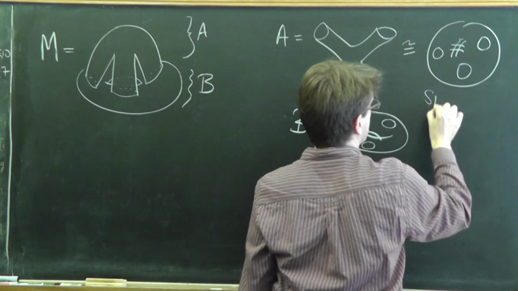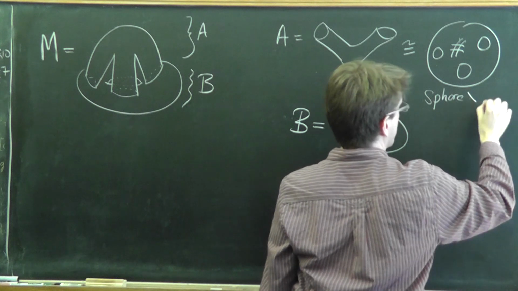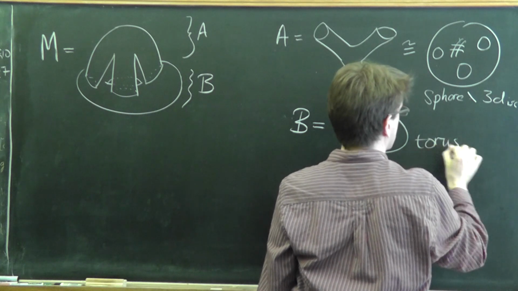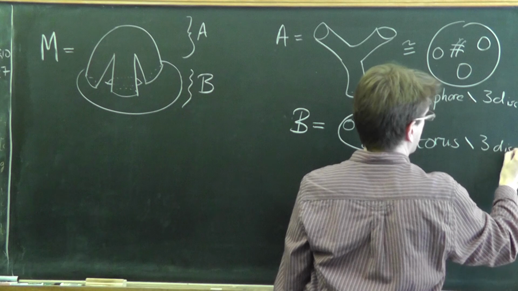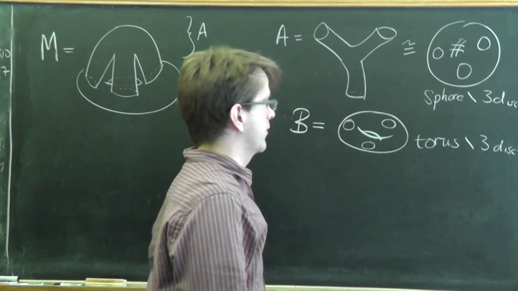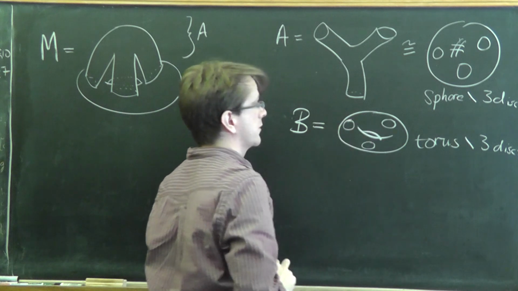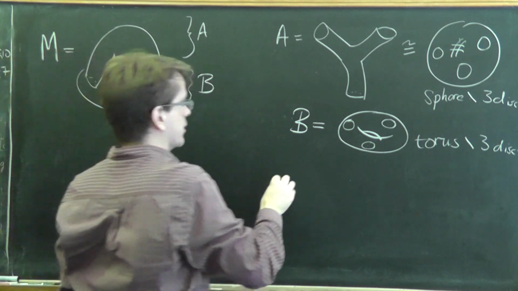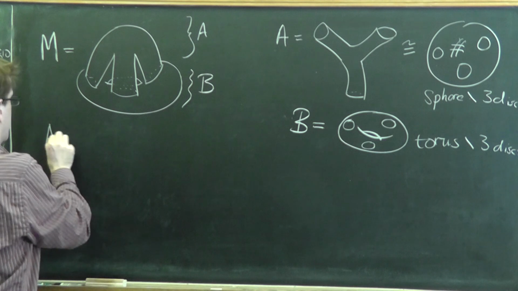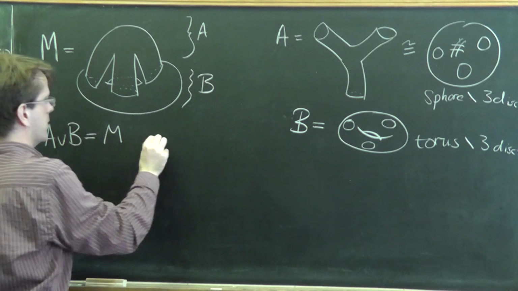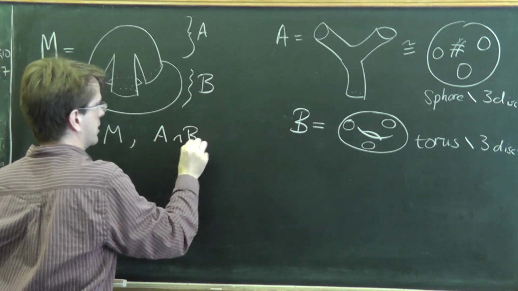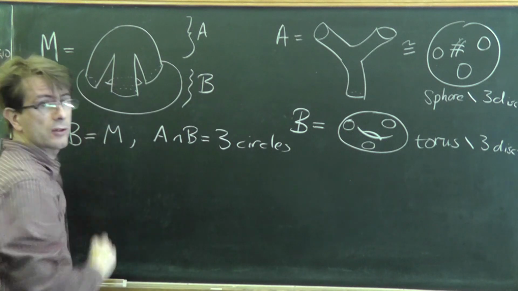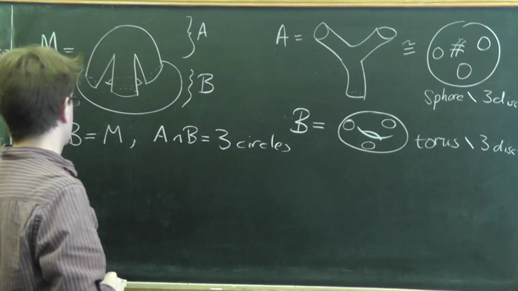So this is a sphere with 3 discs removed, and this is a torus with 3 discs removed. We're removing 3 open discs from both of them, so we've got the boundary of these things. Inside M, what is the intersection of A and B? Well, it's just three circles. So A union B is equal to the whole of M, and A intersect B is just 3 circles. The circle here, and the circle here.